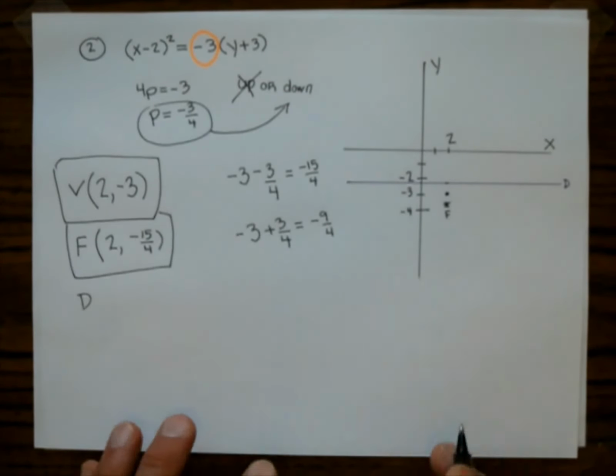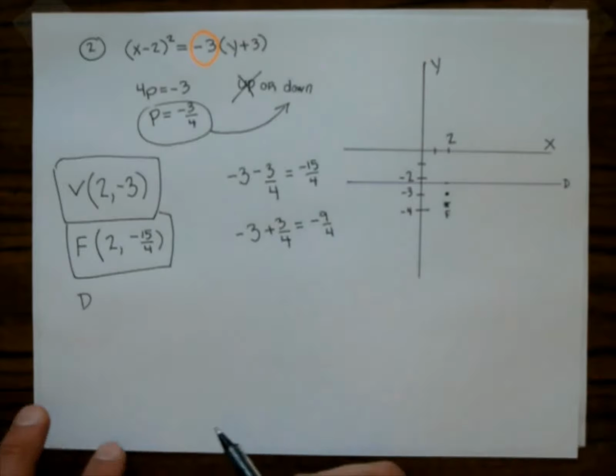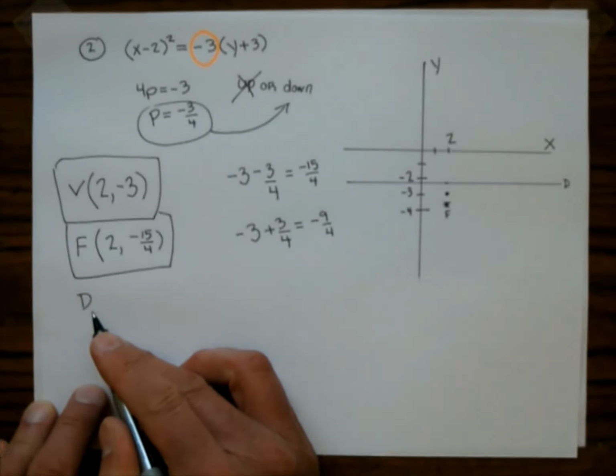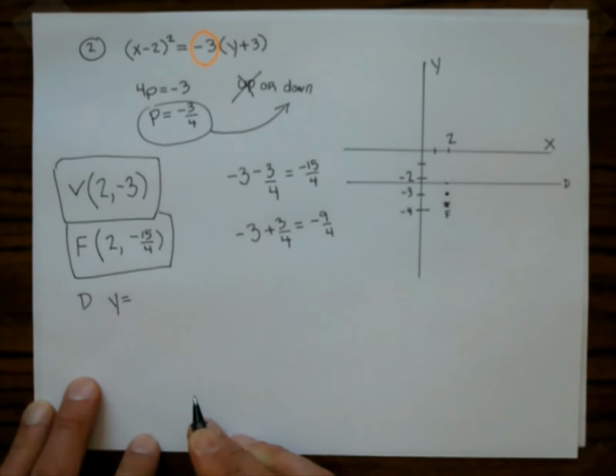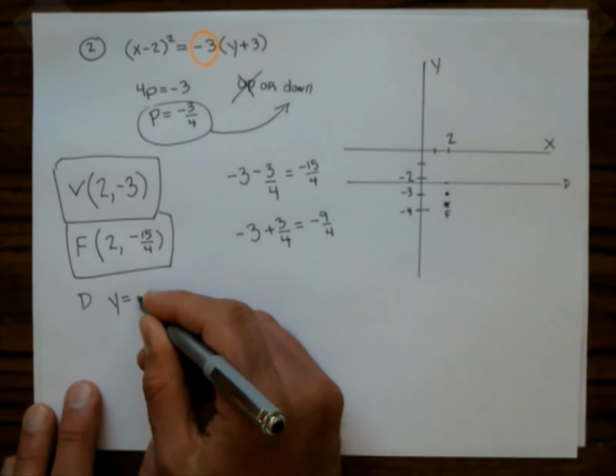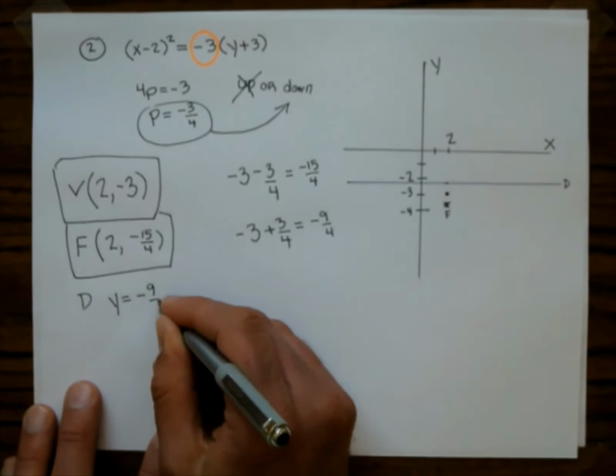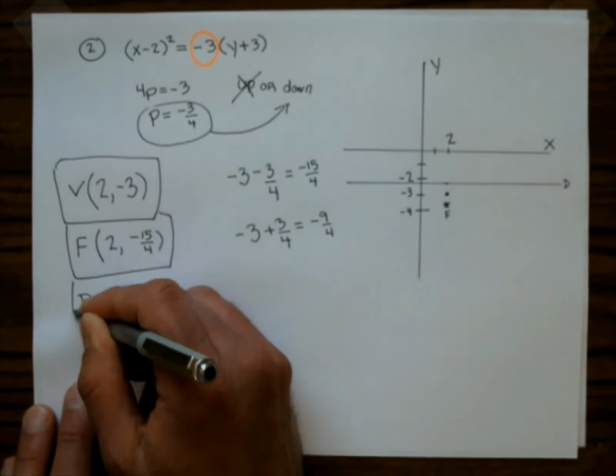I'm not going to label it V because I don't want it to get too cluttered. And so this directrix has an equation. It's horizontal, so it's y equals. What does y equal? Negative 9 fourths.